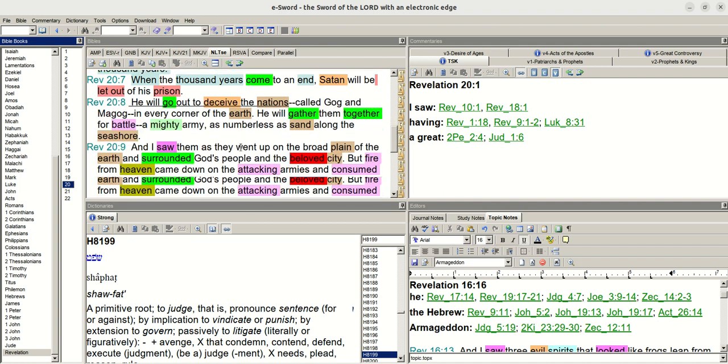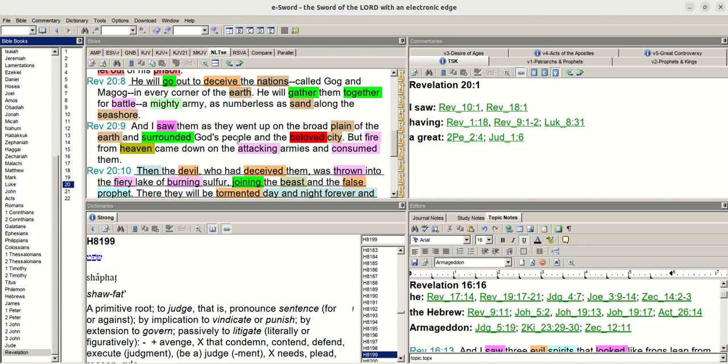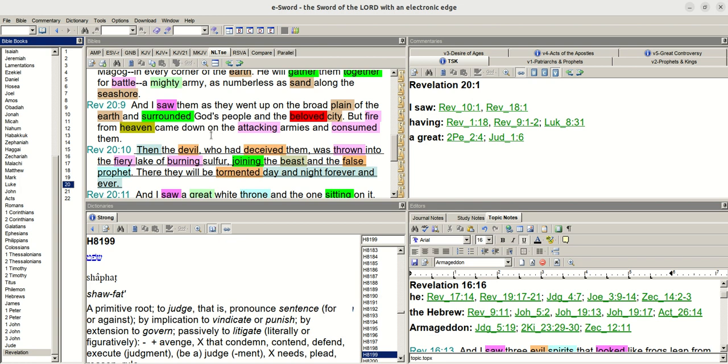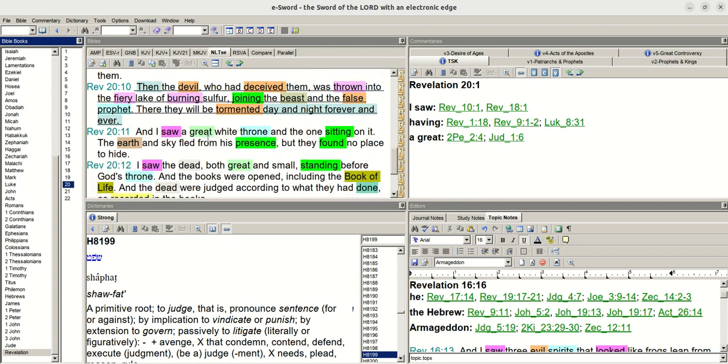And then Satan was deceived, and I saw them as they went out in the broad plain and surrounded God's people, a beloved city, and fire and attacked. And the devil saw him, and he was deceived. And I saw a great throne, and the one sitting on it, and the earth and sky fled from his presence.